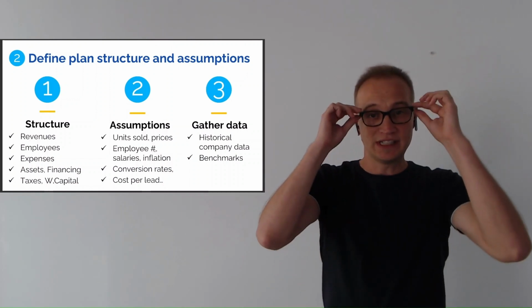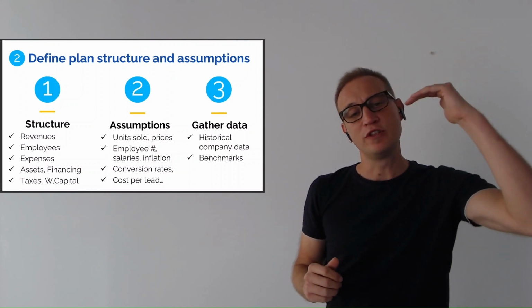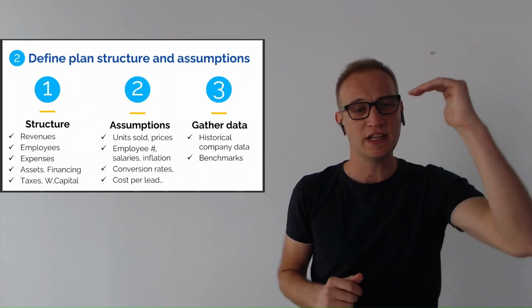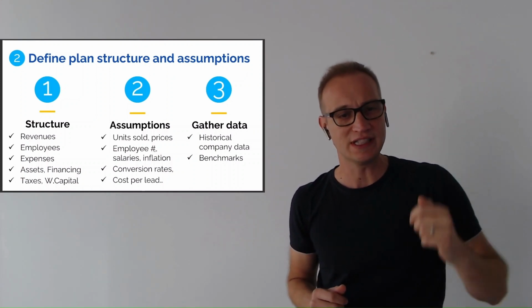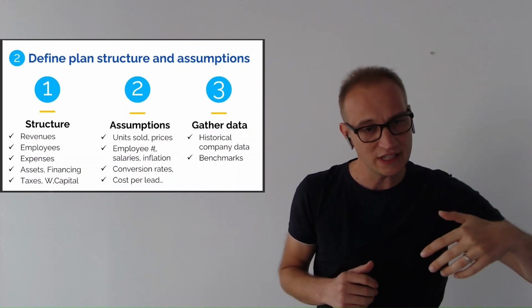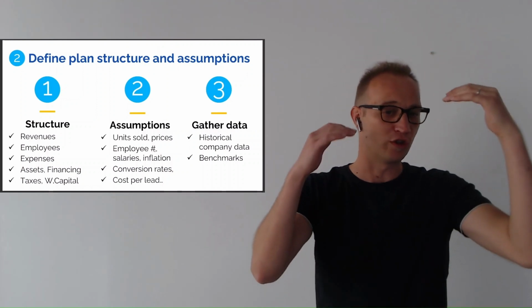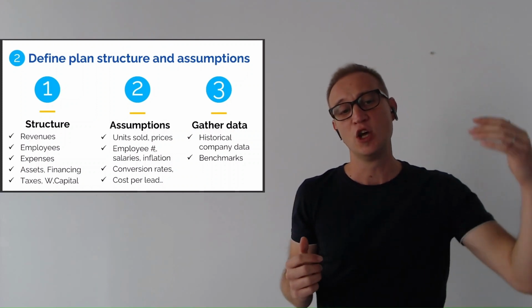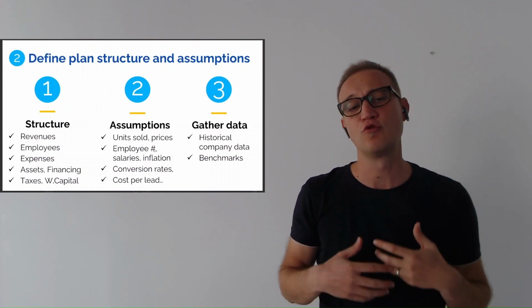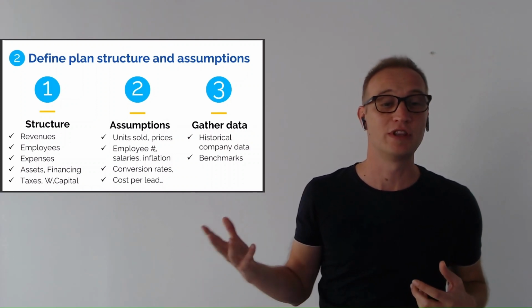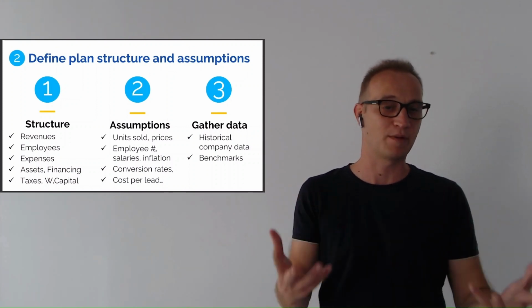What is the financial plan structure? Well, this is where you define all the revenue streams that your business generates. You define all the types of different employees that you need to operate your business, all the operating expenses that your business will incur, the assets that you need to run the business, the financing that you need to run the business, and then taxes assumptions and working capital assumptions.